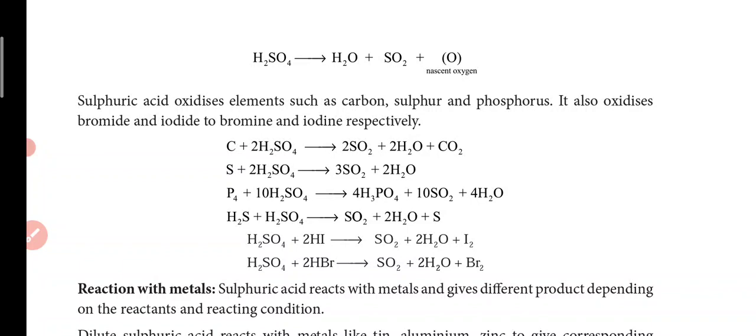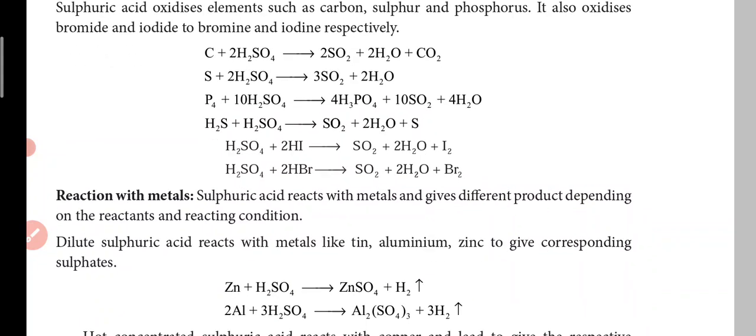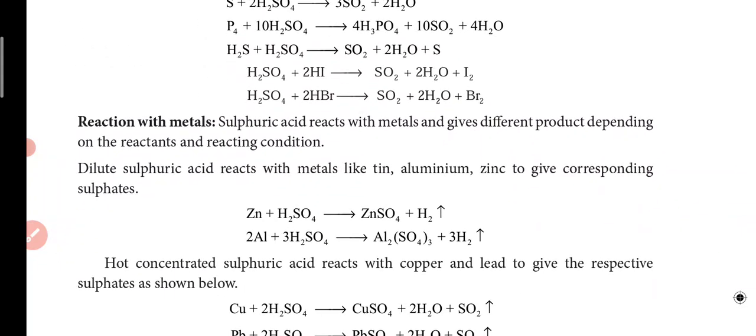So carbon reacts with sulfuric acid to form carbon dioxide. Sulfur reacts with sulfuric acid to form sulfur dioxide. Phosphorus to give phosphoric acid. Hydrogen sulfide to give sulfur dioxide, and it reacts with hydrogen iodide and hydrogen bromide to give iodine and bromine molecules. And it reacts with metals also.